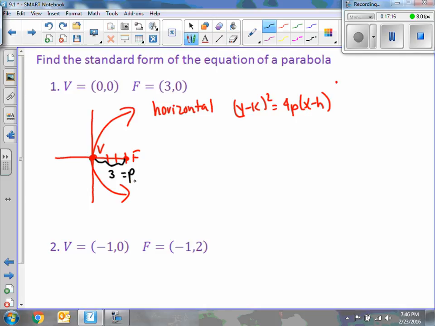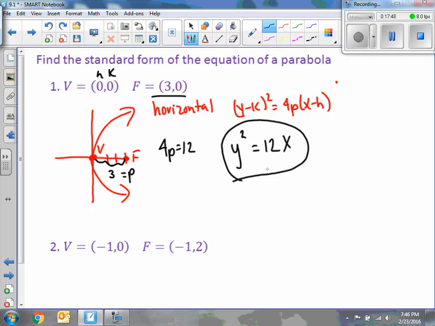3 is equal to p. P is the directed distance. So if 3 is equal to p, 4p is going to be 12. Alright, so we know our h, k, because we know our vertex. This helped us find our p. We know our p to be 3, so 4p is 12, and we can just fill it in now. We know y minus 0 squared is y squared. 4p we already found to be 12, times x minus 0 is simply x. This right here would be your equation.